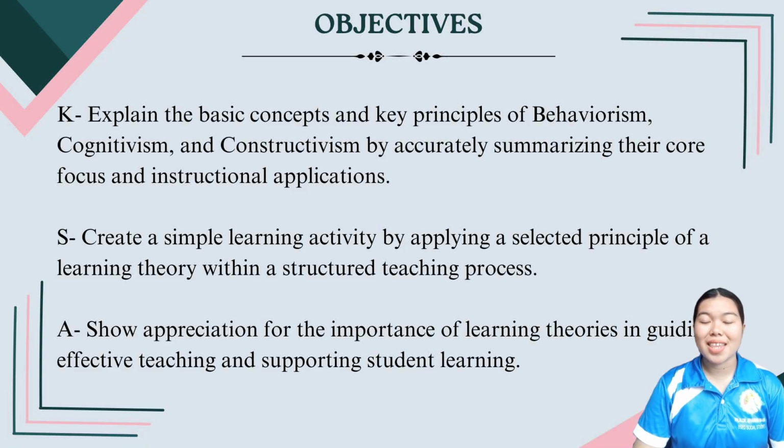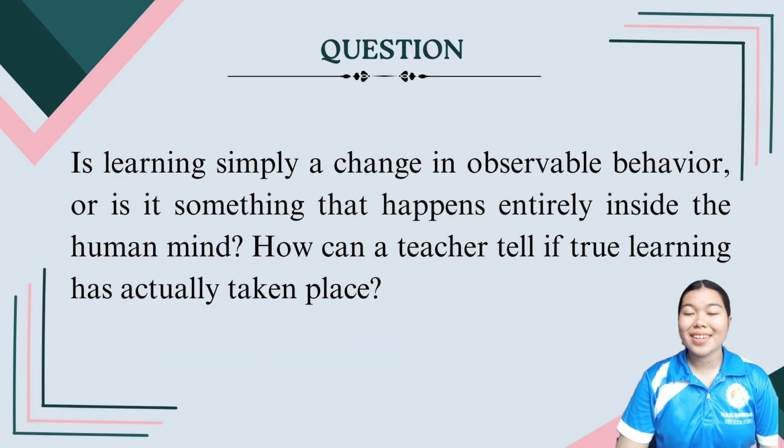Before we proceed, let us think about this question. Is learning simply a change in observable behavior, or is it something that happens entirely inside the human mind? And how can a teacher tell if true learning has actually taken place? This question is important because learning can be viewed in different ways. Sometimes we can observe learning through changes in a student's behavior. However, learning can also involve processes that we cannot directly see, such as thinking, remembering, understanding, and making connections. This is where learning theories become important because they provide different perspectives on how learning happens.